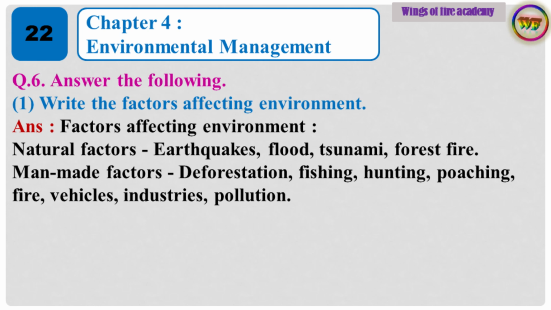Question 6. Answer the following. Sub-question 1. Write the factors affecting environment. Answer. Factors affecting environment. Natural factors: earthquakes, flood, tsunami, forest fire. Man-made factors: deforestation, fishing, hunting, poaching, fire, vehicles, industries, pollution.